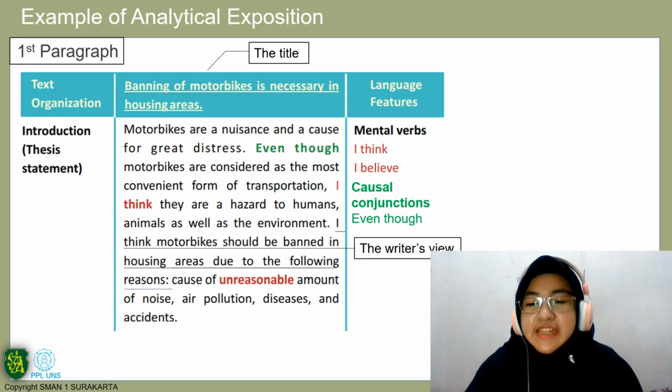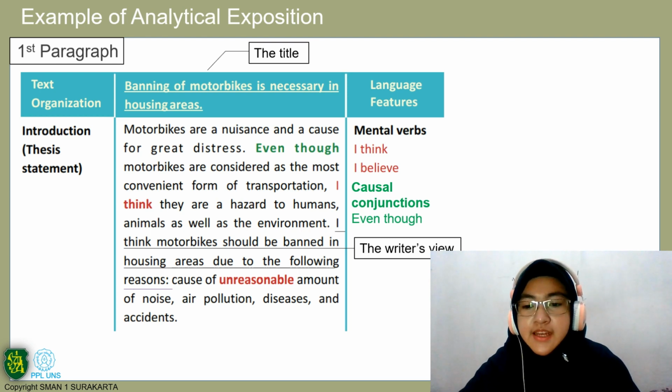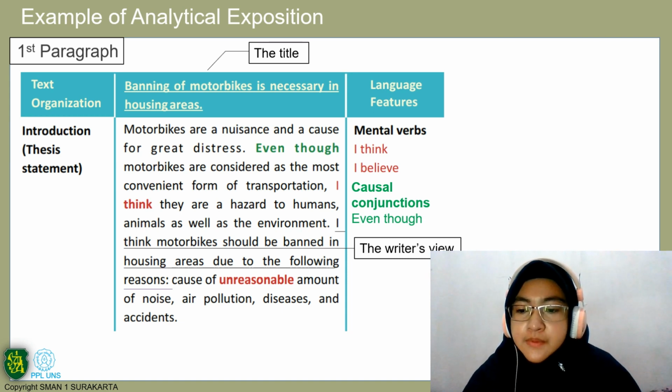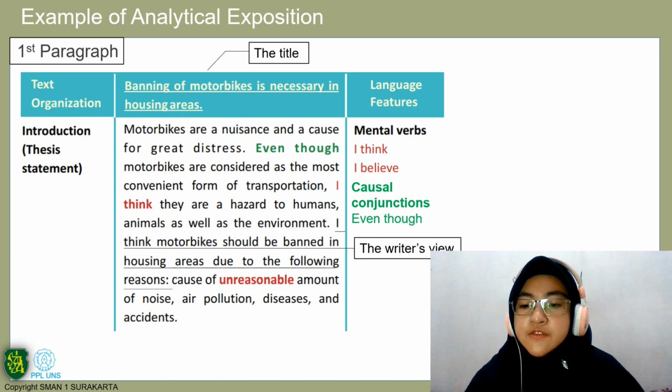Okay, and then we have the example of analytical exposition text. Here is the first paragraph. The title is Banning of Motorbikes is Necessary in Housing Areas. The first paragraph is the introduction or the thesis. Okay, you can read it by yourself now. Pause the video.